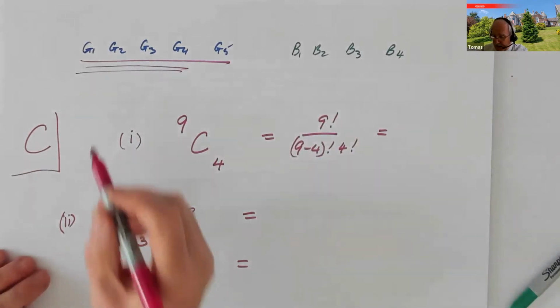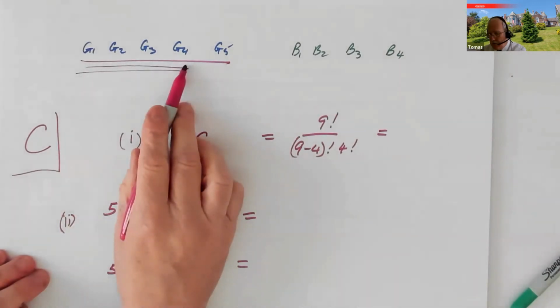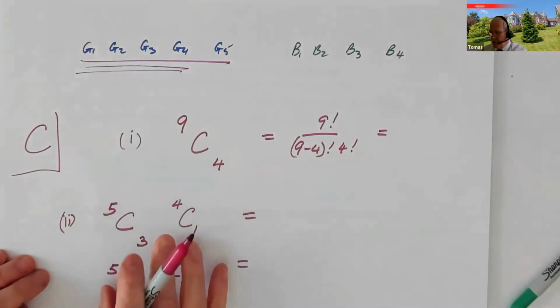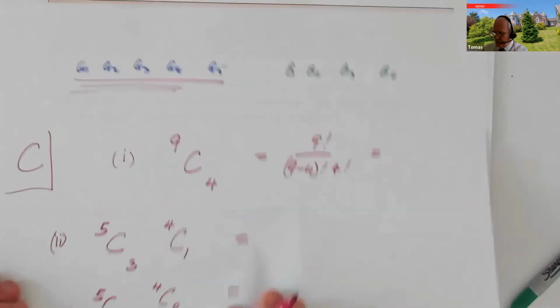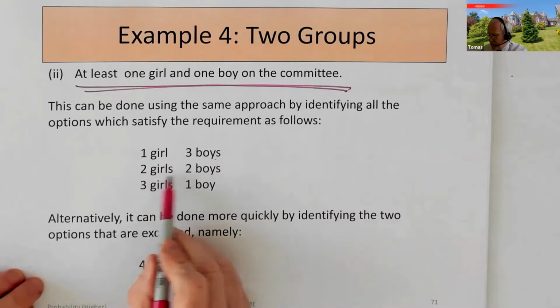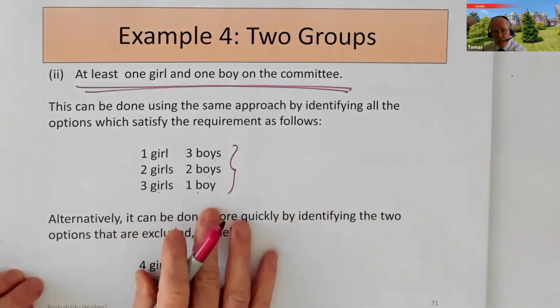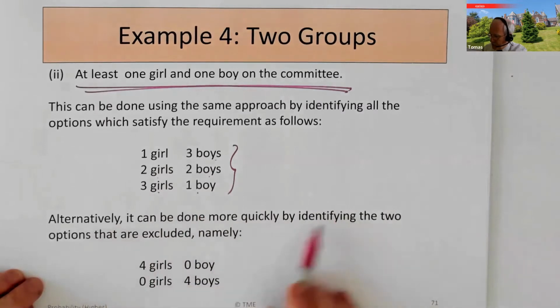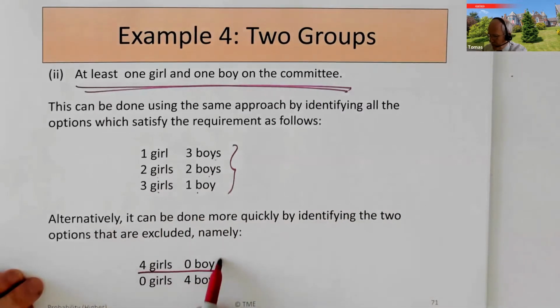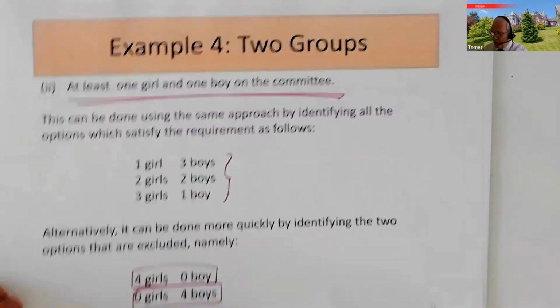What I could do instead is, what's the probability of no girl on the committee, and take that from 1, or no boy on the committee. So I'm going to start with, instead of 1 girl 3 boys, 2 girls 2 boys, 3 girls 1 boy, I could work out all of those. But alternatively, it can be done more quickly by saying, what about 4 girls and no boy, and no girls and 4 boys? So 4 girls first and no boy.